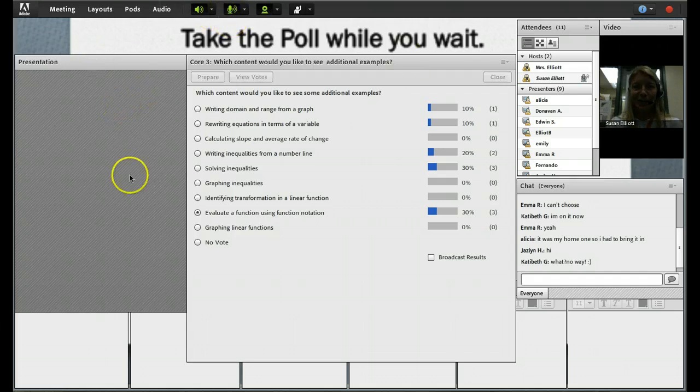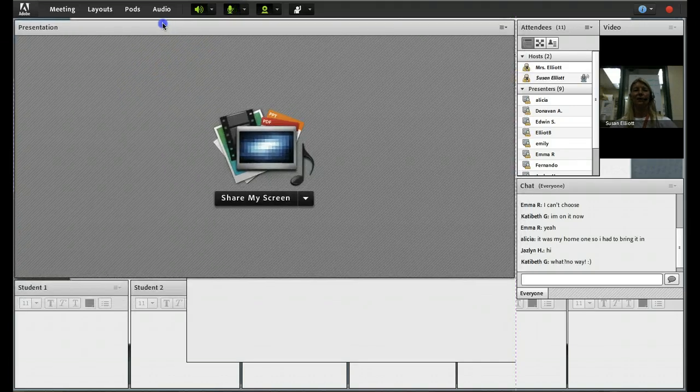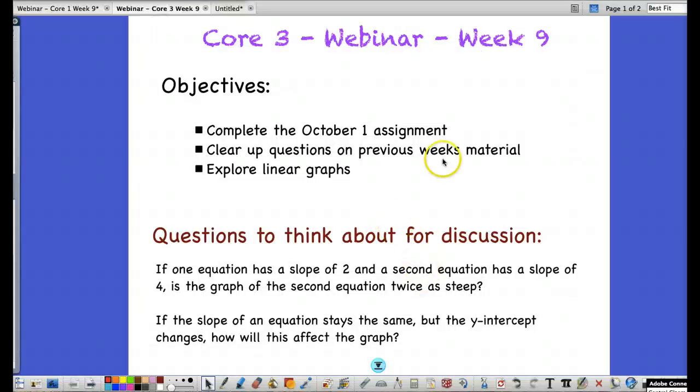That's going to conclude our poll. So I'm looking at solving inequalities and evaluating a function using function notation. So those are good, and we can go over those. So what I'm going to do now, all of you, is share some. Okay, so we're going to accept central classroom. Okay. All right, you guys.